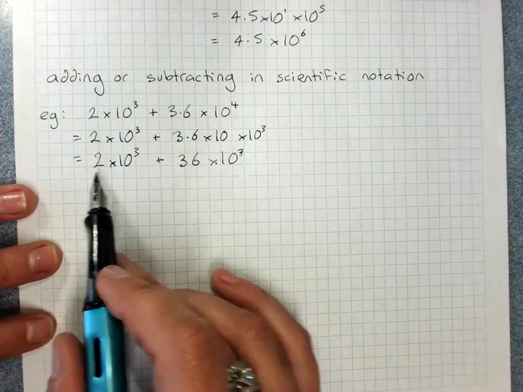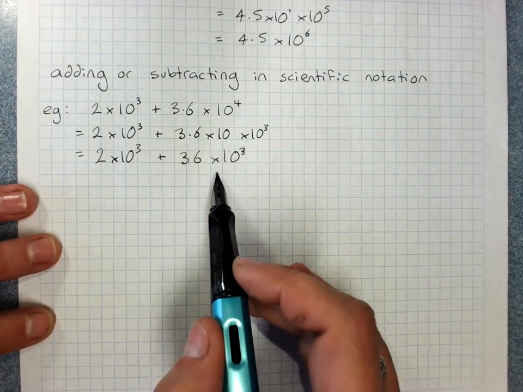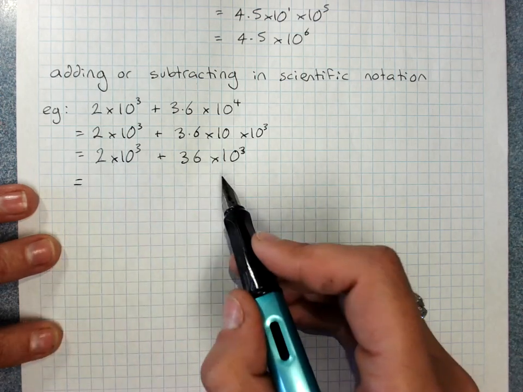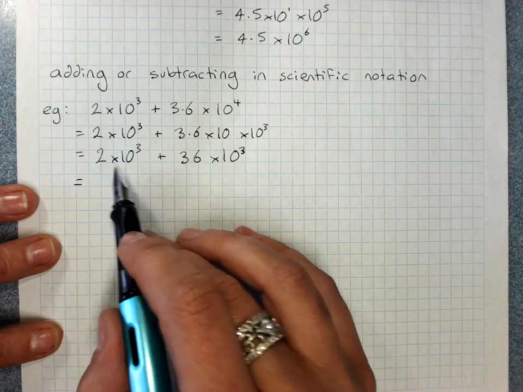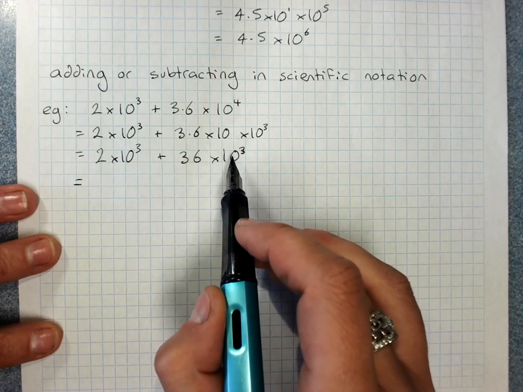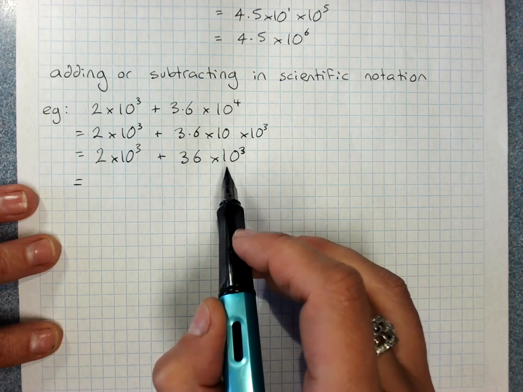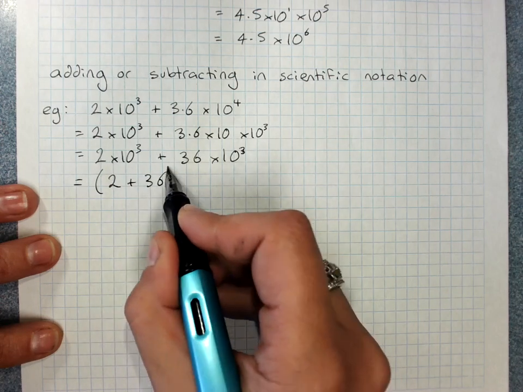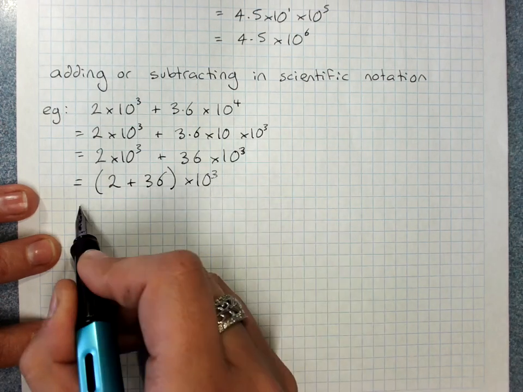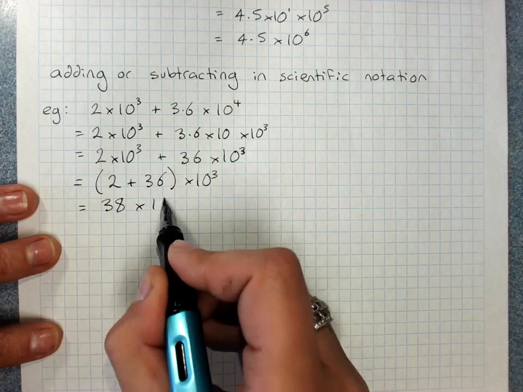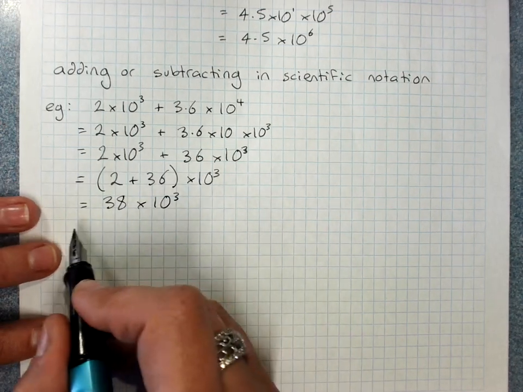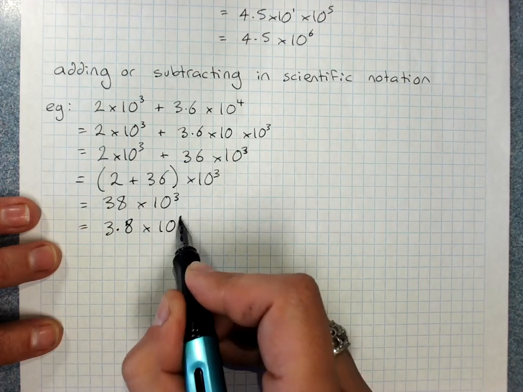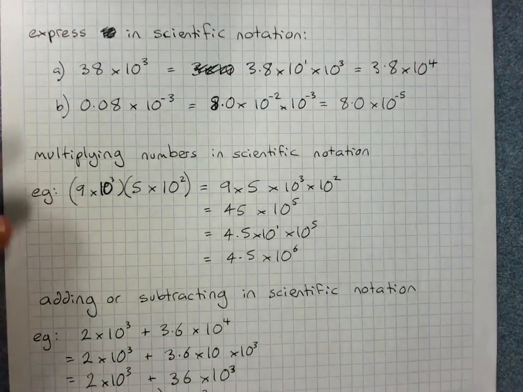Now that I've got both times 10 to the 3, I can effectively factorize. 10 to the 3 is a common factor. So I'm multiplying by 10 to the 3, and in brackets I've got 2 plus 36. That means I've got 38 times 10 to the 3, not in scientific notation yet, so this will be 3.8 times 10 to the 4. So some interesting little things that you can do with scientific notation.